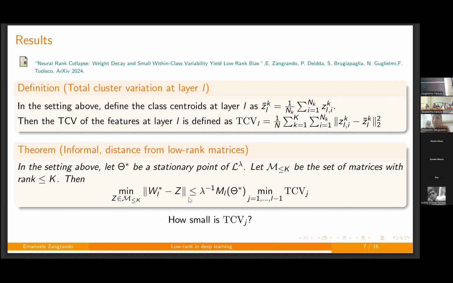No, personally, I believe that this constant here would change. The total cluster variation would change, in the sense that most likely the norm inside the total cluster variation would change. So it would not be a 2 norm anymore, it would be something else. But I think that for any norm you try, you cannot get rid of this lambda to the -1, at least for the proofs we followed. Okay. Thanks a lot. Thank you.